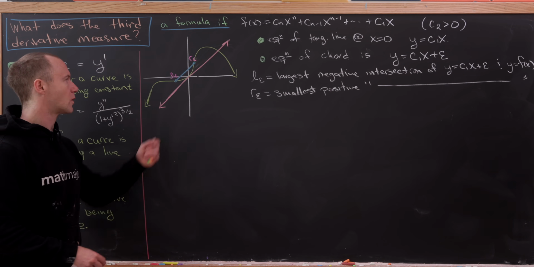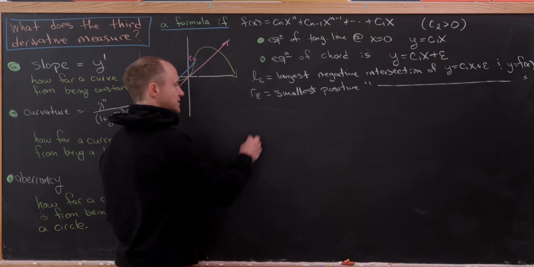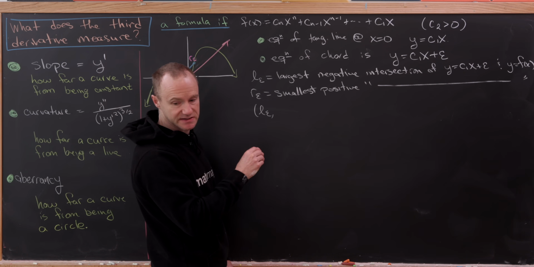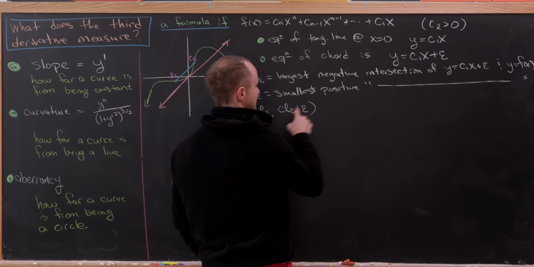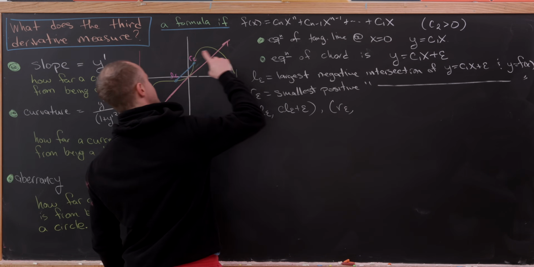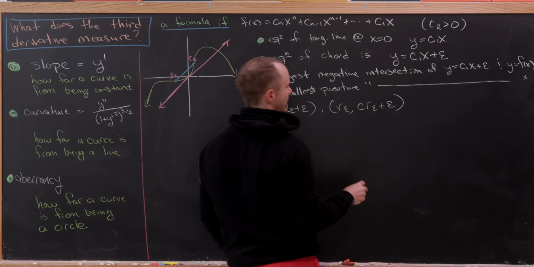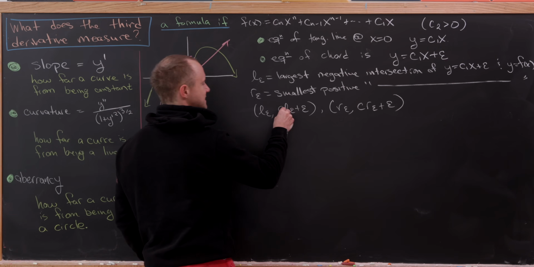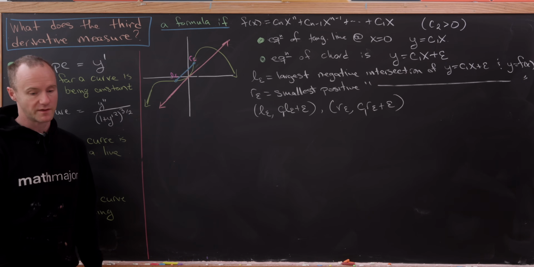But now we can get full coordinates for these. Notice L_epsilon and R_epsilon are just x coordinates. So L_epsilon is going to be paired with c_1 L_epsilon plus epsilon, given the fact that it is a point on the chord. And then the full coordinate for the point associated to R_epsilon will be R_epsilon and then c_1 R_epsilon plus epsilon, for essentially the same reason. Oh, that should have been a c_1 L_epsilon and a c_1 R_epsilon, given the fact that we have a c_1 there.